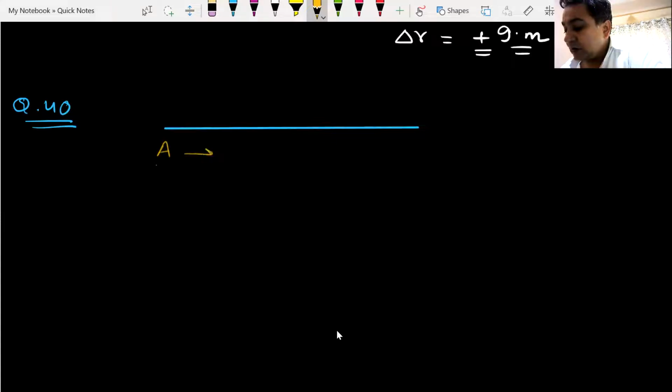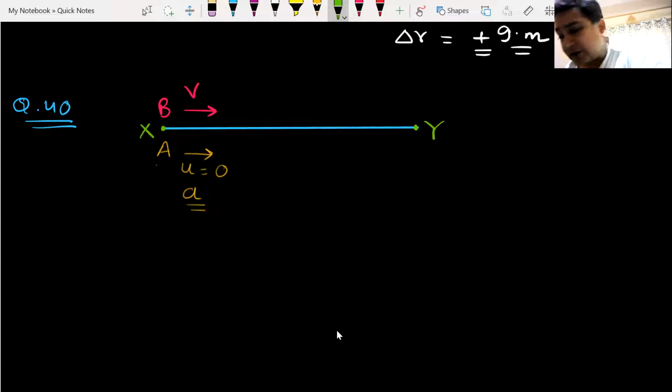It starts with an initial velocity 0. It starts with an acceleration a. The next body is B. It starts with a uniform velocity v. These two bodies start from the point X. They are supposed to be meeting at the point Y. After how much time do they meet? First body starts with 0 velocity, acceleration a. Second body moves with a constant velocity v. And your time starts now.